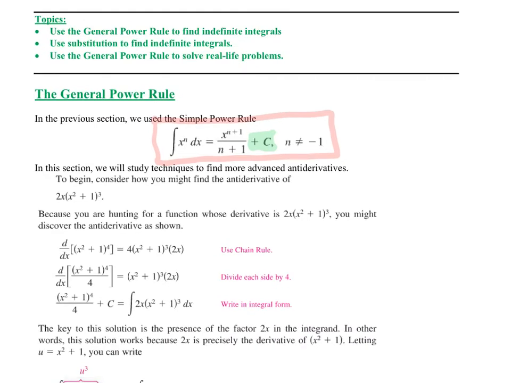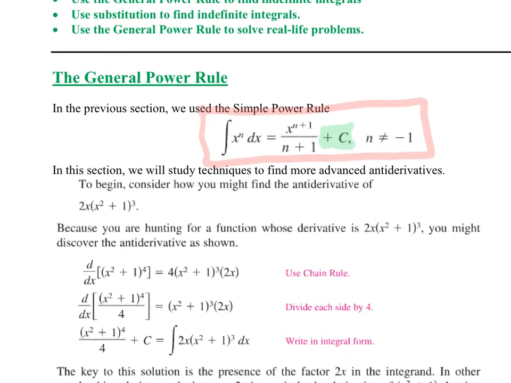So it says, in this section we will study techniques to find more advanced antiderivatives. To begin, consider how you might find the antiderivative of 2x times the quantity x squared plus 1 quantity cubed. Again, what we would be finding is the antiderivative or the integral of this with respect to x. So the question is, what do you take the derivative of and get this as the answer?